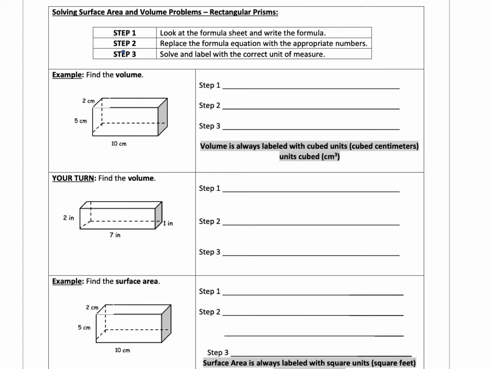It tells us to find the volume. So step 1 tells us to look at the formula sheet and write the formula. It asked us for volume, and we're dealing with a rectangular prism, so I'm using volume equals length times width times height. And then step 2 says replace the formula equation with the appropriate numbers.